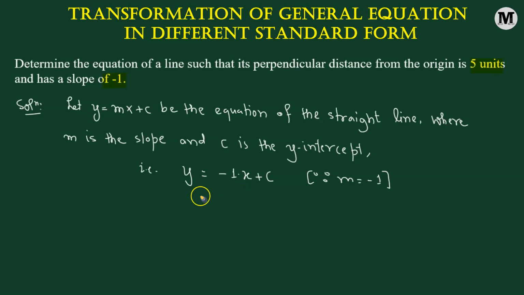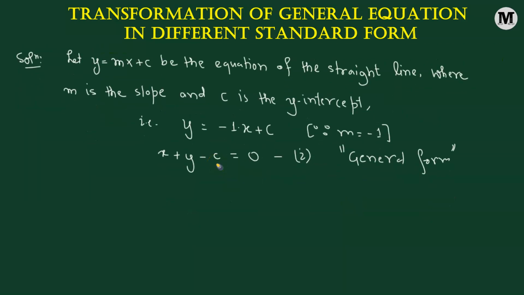Now let's rearrange the terms. What we get here is x plus y minus c equals 0. We're going to label this as number 1. So what we have done here is we have considered the general form of the line. Now once we have the general form, we will try to convert it to the normal form.